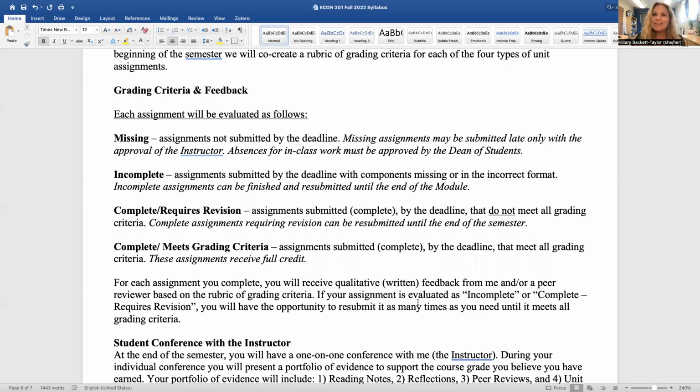Finally, the check plus evaluation is that your assignment is complete and it meets all the grading criteria. It was done by the deadline. And the grading criteria that it meets will be explicitly defined to you for each of these assignments. These are assignments that receive full credit.